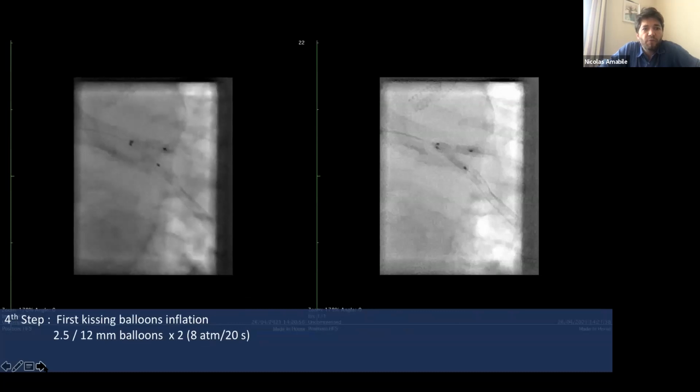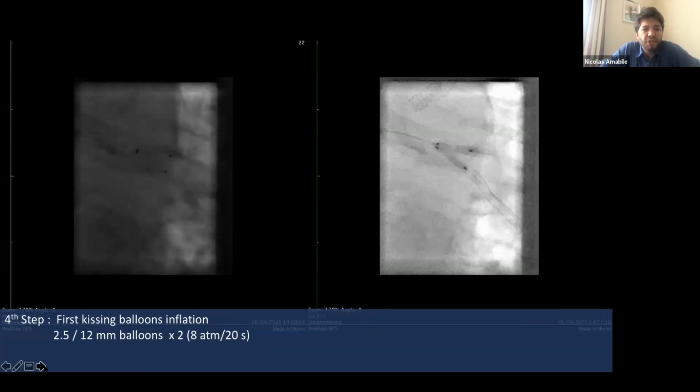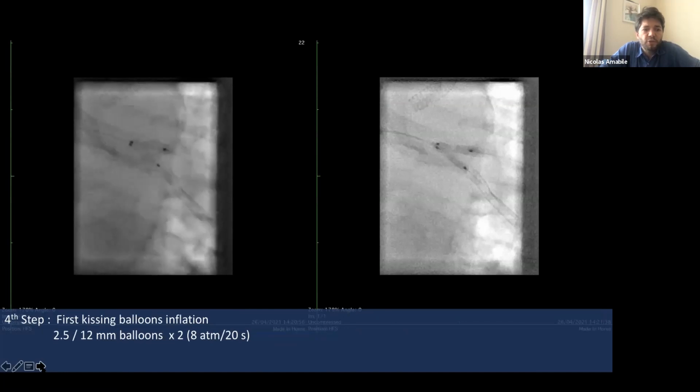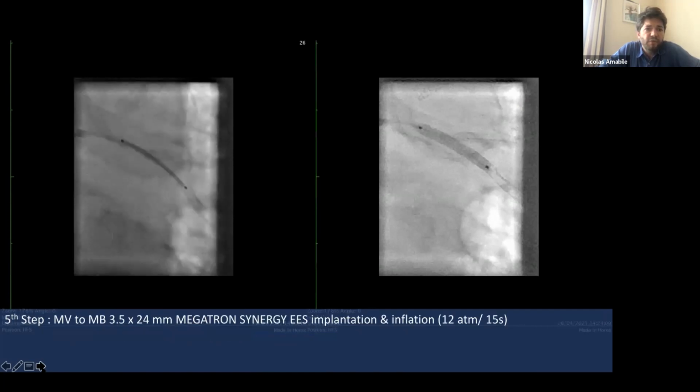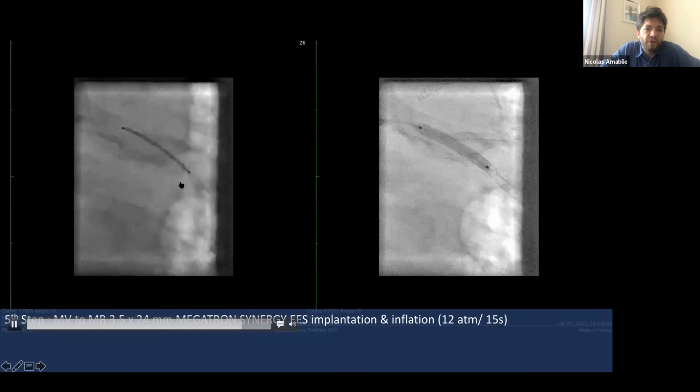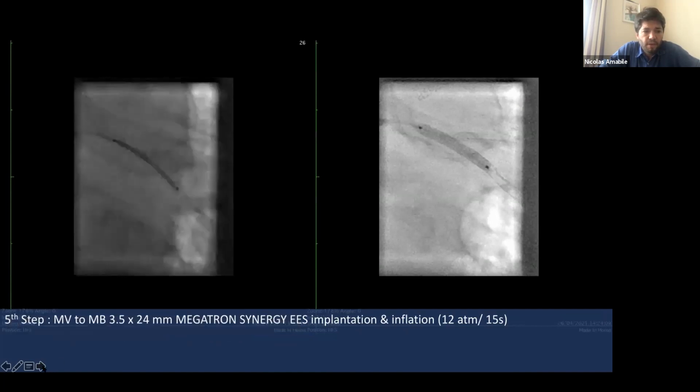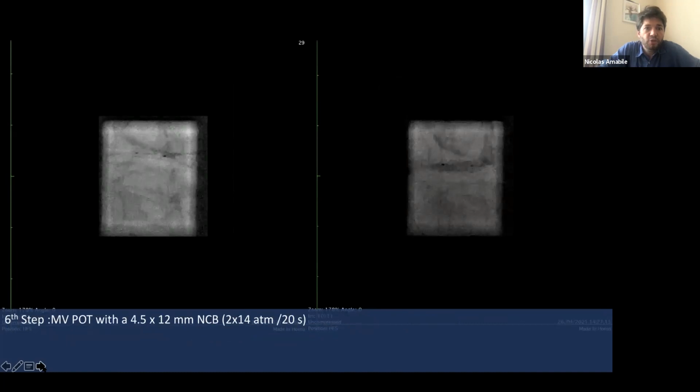So then we performed the first kissing balloon inflation with 2.5 by 12 millimeters balloons. And we implanted the second stent from the main vessel to the main branch with a very limited overlap. And we performed the first POT, and we used a 4.5 balloon, and the diameter of this balloon was based on the findings of the IVUS. And as you can remember, we observed that the main vessel diameter on the proximal landing zone was 4.5.